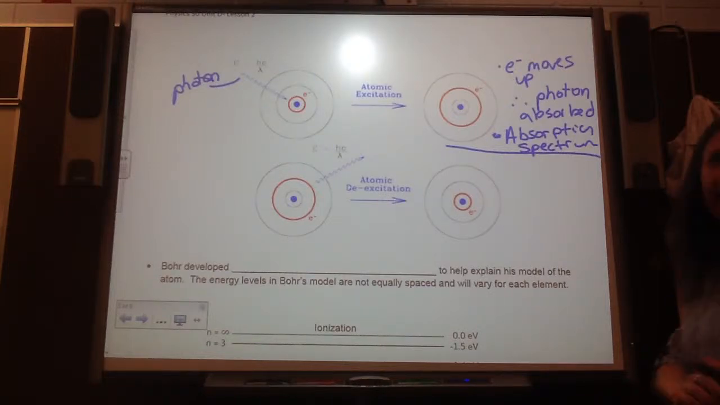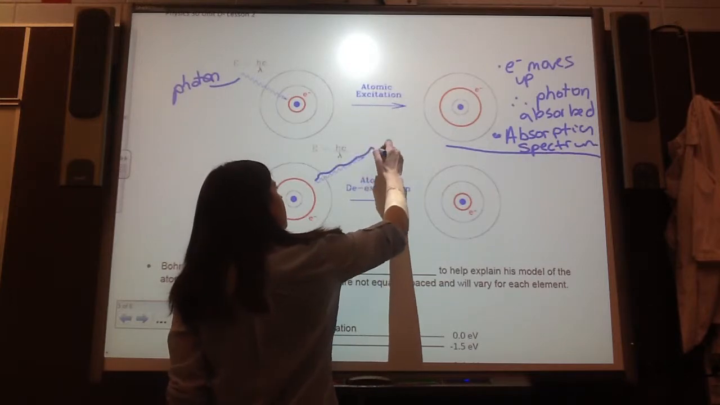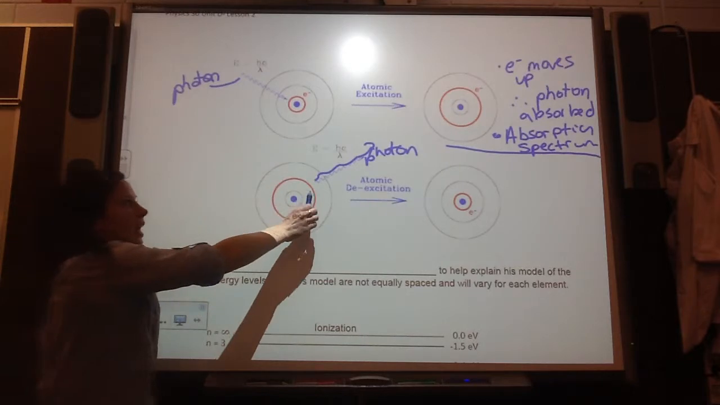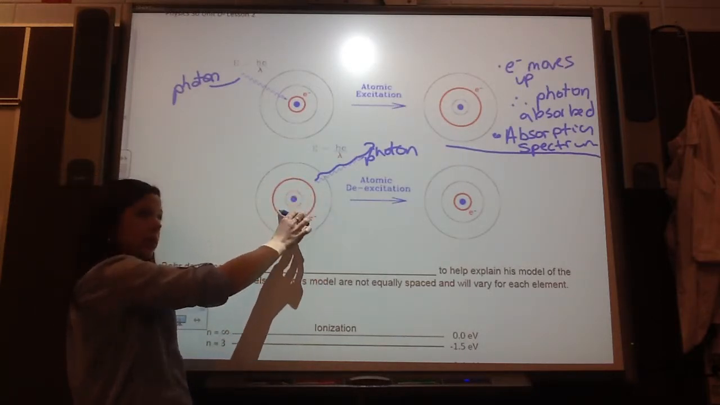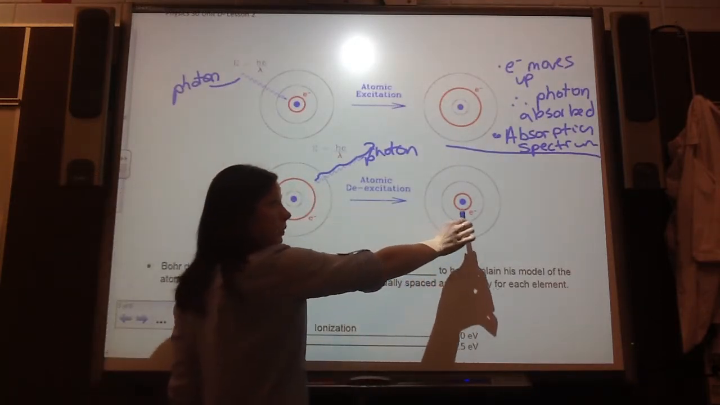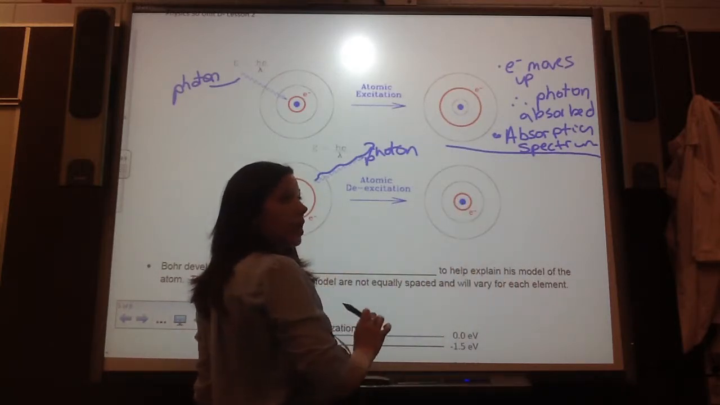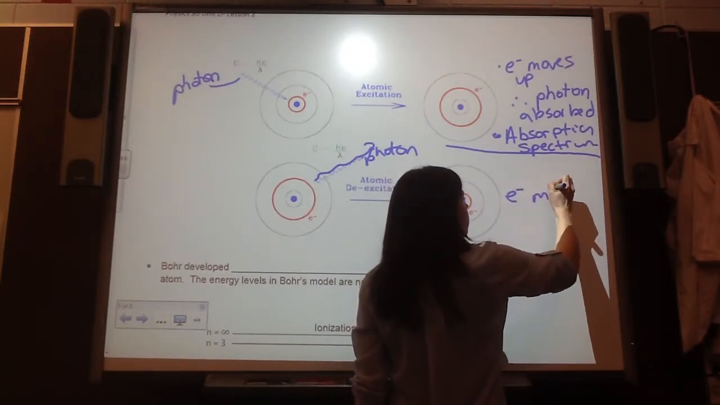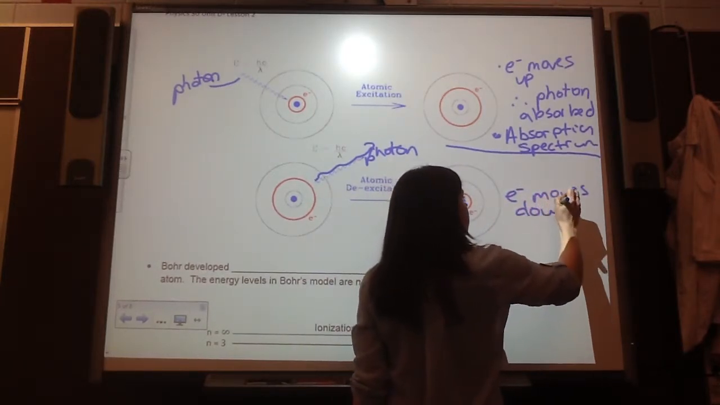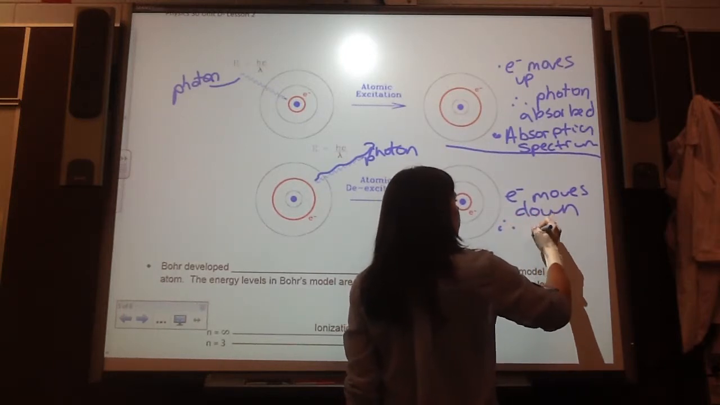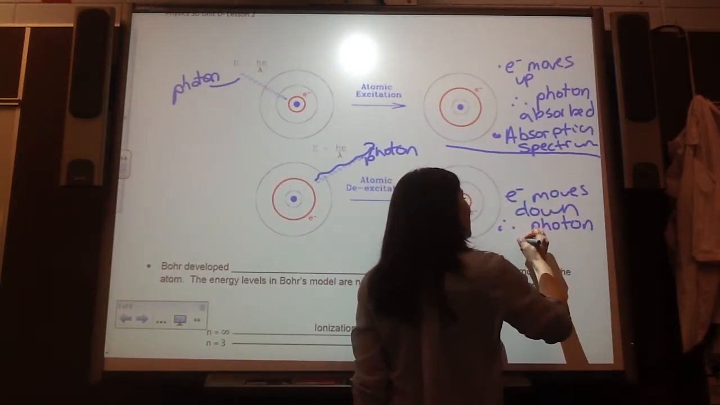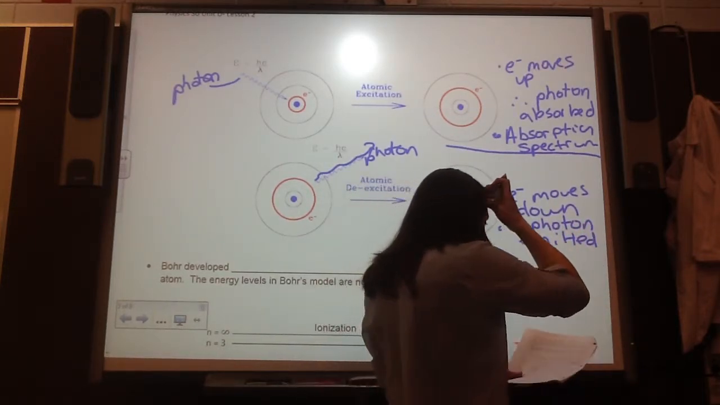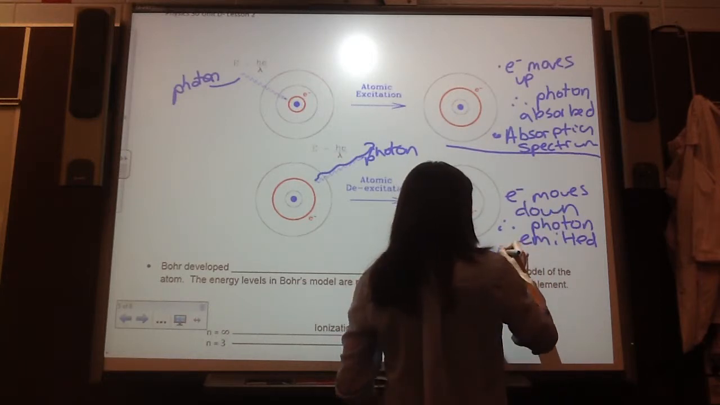Okay, so now in this example, we see the photon is leaving. So the photon is exiting. If the electron was in this energy level and a photon left, now it's at a lower energy level. Anytime we have a photon leaving, we know that the electron moves down. We can therefore conclude that the photon was emitted, which means that I need to use my bright line or emission spectrum.